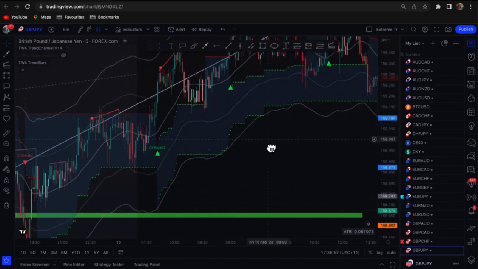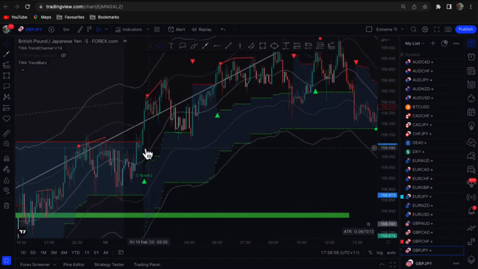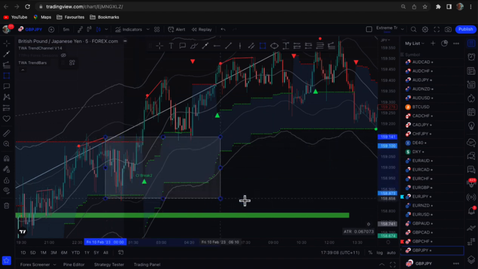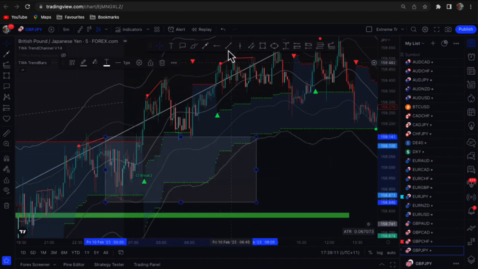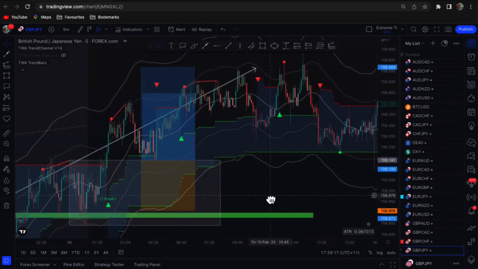This one, there's another opportunity. So we got the break, we got the pullback. Okay, so here's the high, this range. So there's the pullback down into the range. Another entry, and away we go.